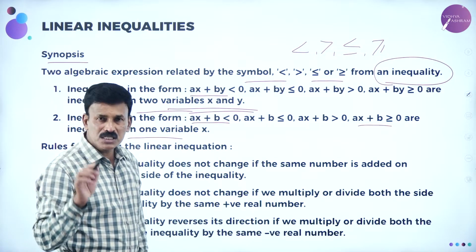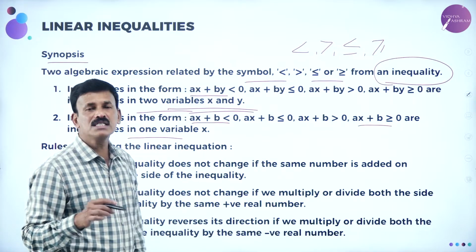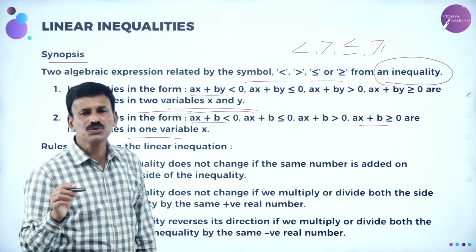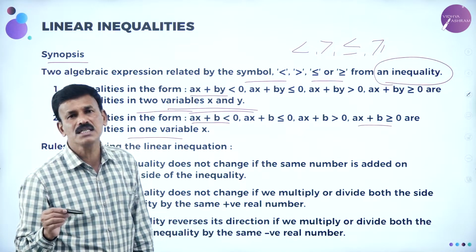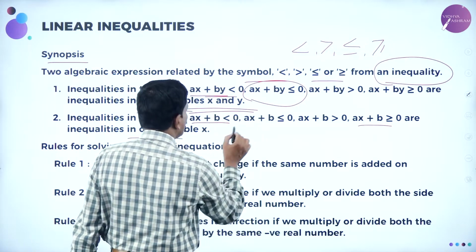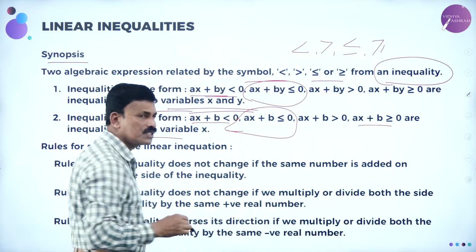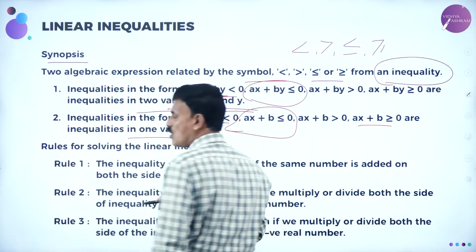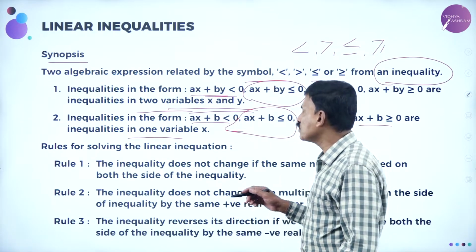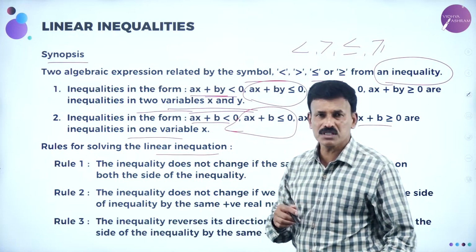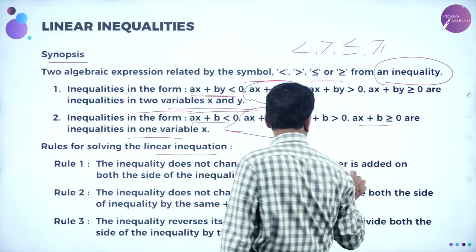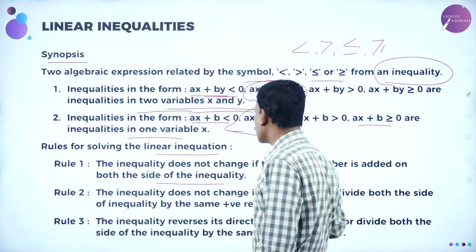So if the variable is one, like x or y, then they are called linear inequalities of one variable. If there are two variables, like x and y, they are called linear inequalities of two variables. Now how to solve these linear inequalities of one variable and two variables? Let us discuss the working rule to solve these linear inequalities. The inequality does not change if the same number is added to both sides of the inequality.